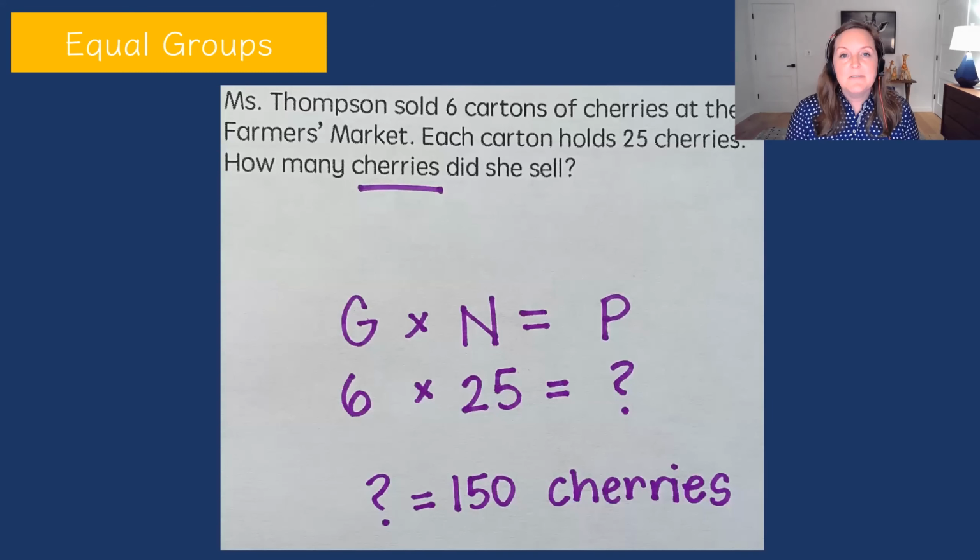Here is an example of a solved equal group story. We figured out that this was an equal group story because we have cartons of cherries and the same number of cherries in each carton. So we used the equal groups equation, G times N equals P. We filled in the information from the word problem and solved for the unknown. Here the unknown is the product, and the product is 150 cherries. But do know that the unknown could have been the groups or could have been the number in each group.